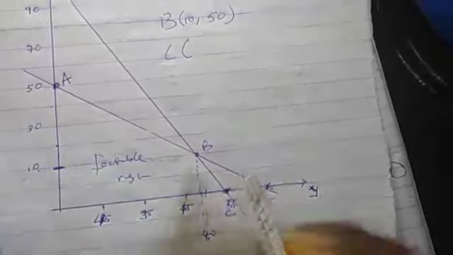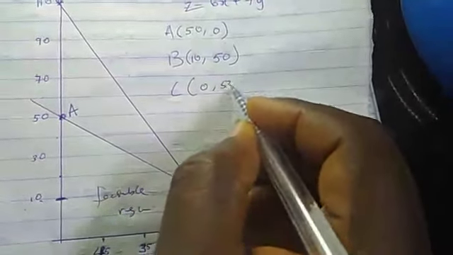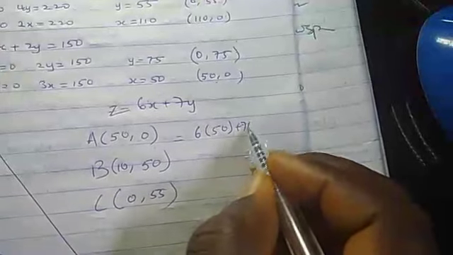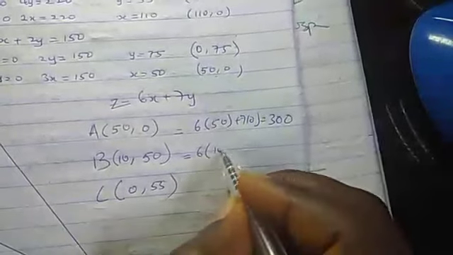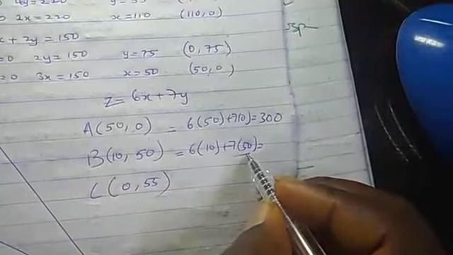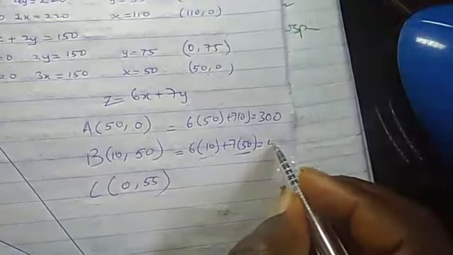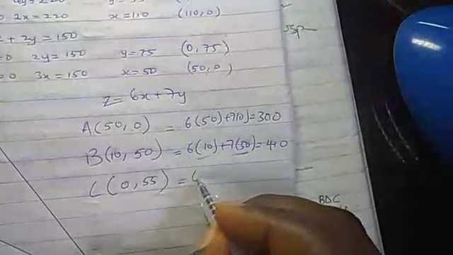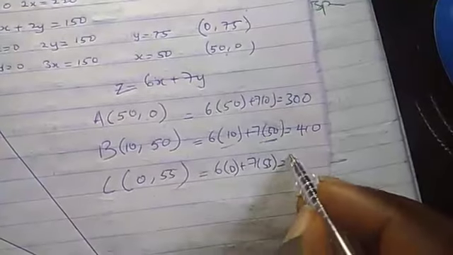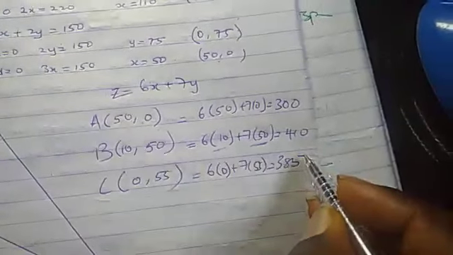C gives me, in that place, Y that is 55. S is 0 there, 55. So we need to substitute them here. So our answer is 6 into 50 plus 7 into 0. And this will be 300. This will be 6 into 10 plus 7 into 50. Now this is 350 plus 60. That is 410. And this is 6 into 0 plus 7 into 55. So it will be 385.